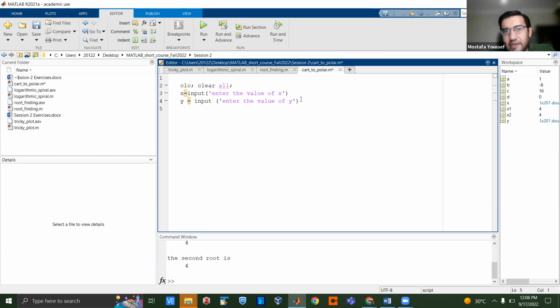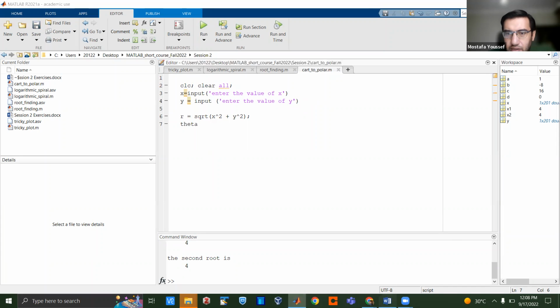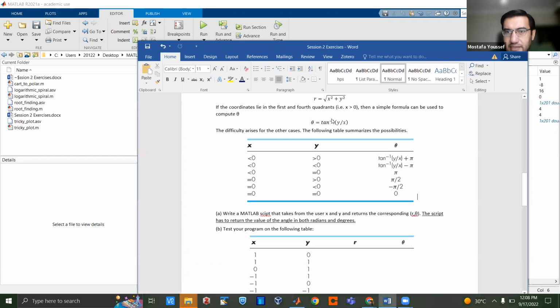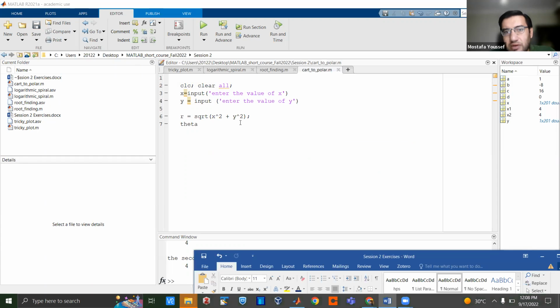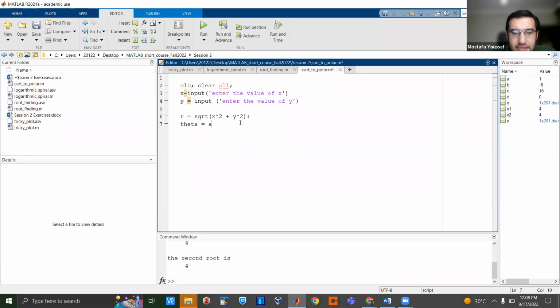And then you can calculate r right away. So r equals the square root of x squared plus y squared, and let's put a semicolon. And then comes theta. Theta, if you go to the document, is tan^-1 of y over x. So tan^-1 is atan, so basically it's atan of y over x.